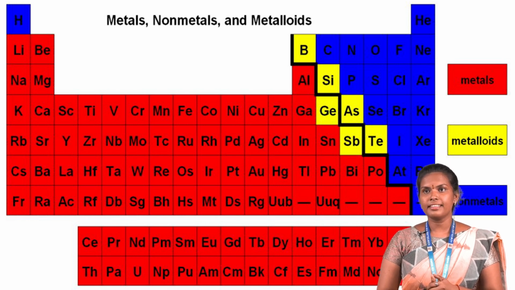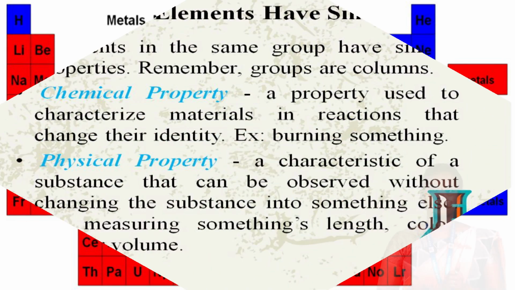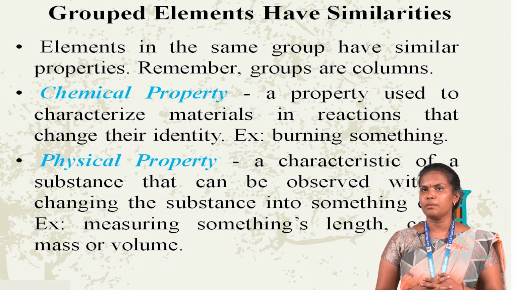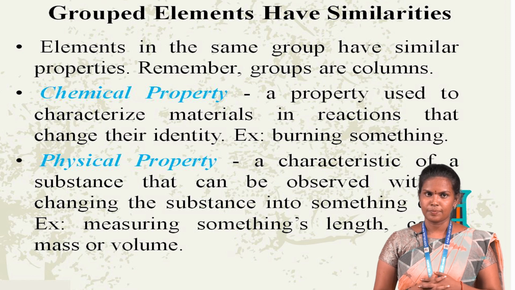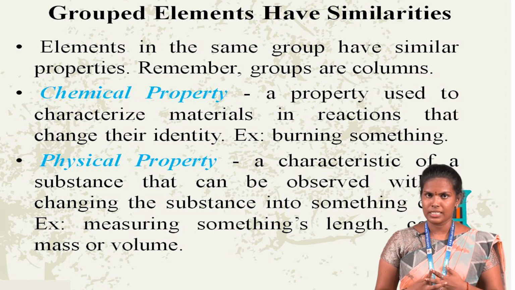Directly to either side of the staircase, you will find elements called metalloids. There are 8 of these elements. Grouped elements have similarities. Elements in the same group have similar properties.